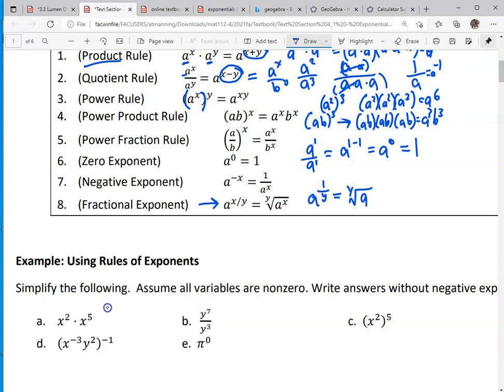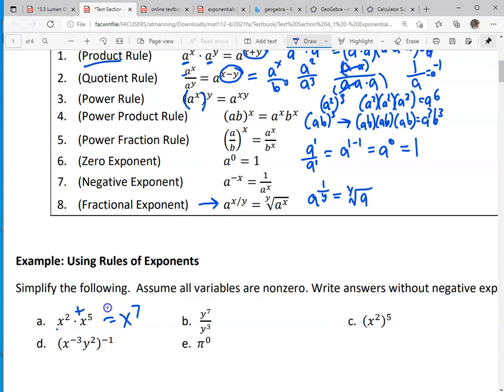Let's see here. One key thing is that it has to be the same number, so it has x and x. Remember the product rule. x times itself that many times, times x times itself that many times, is x times itself 2 plus 5 times, which equals x to the 7. The product rule: when they're multiplying, we just add the exponents.